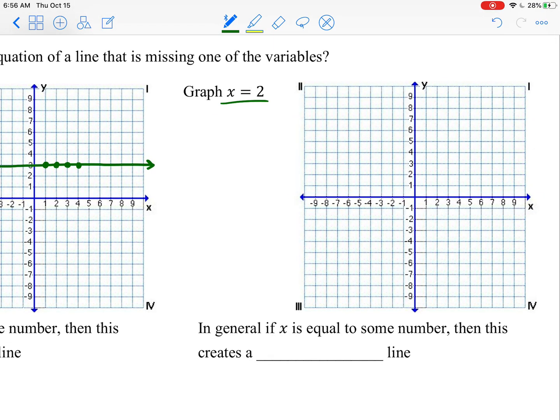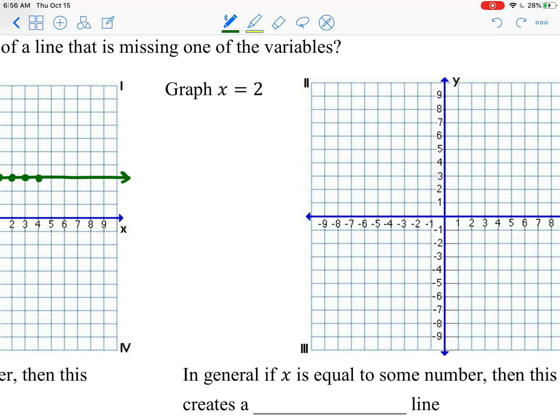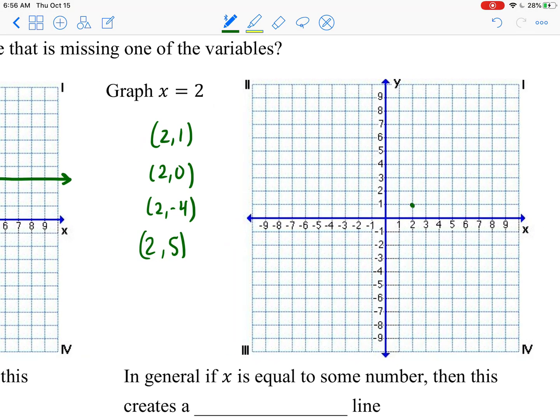And then if we have x equals a number, like x equals 2, give me some coordinates where the x value is 2. So we say, all right, 2, 1, 2, 0, 2, negative 4, 2, 5. So let's plot all these points. 2, 1 is right here. 2, 0 is right here. 2, negative 4 is down here. 2, 5 is up here.